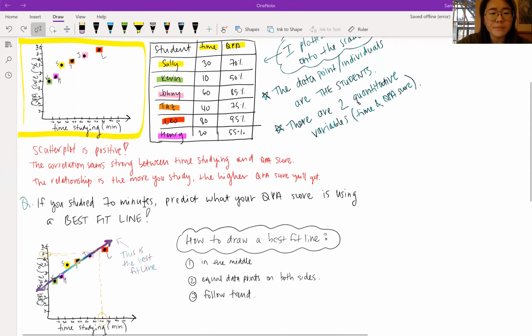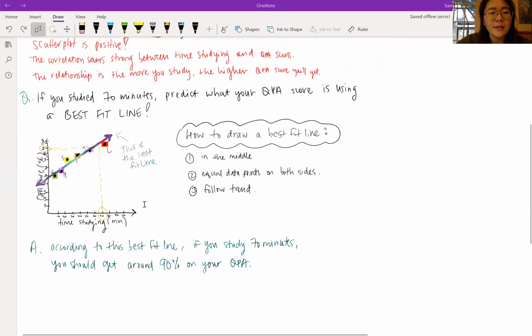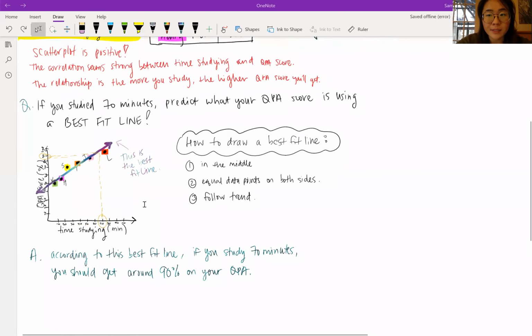scatter plot. But let's say I have a question that says, if you studied 70 minutes, so now we have our observed data, and now this is our guesses, right? If you studied 70 minutes, predict what your QPA score is using a best fit line. So here I drew a best fit line on the graph.